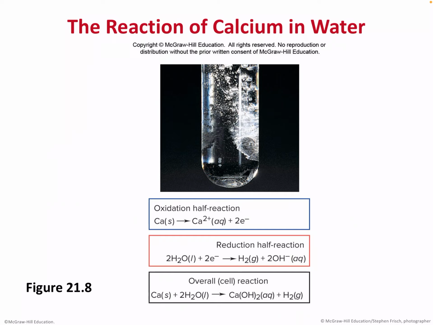Reaction of calcium in water. Calcium, you put it into water, it will become calcium ion. And then what happened to the water? Water takes up 2 electrons and gives out hydrogen gas and hydroxide ion. And then the overall reaction would be, 2 electrons are going to cancel out, calcium plus water, giving us calcium hydroxide and hydrogen gas.